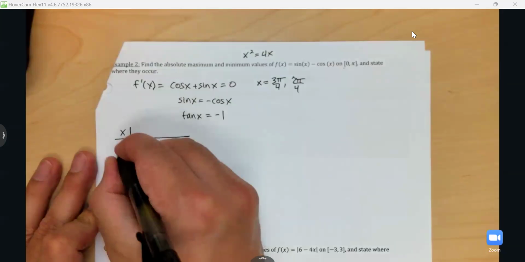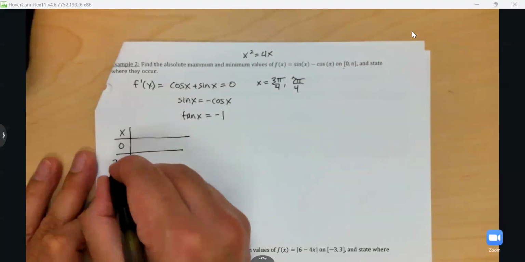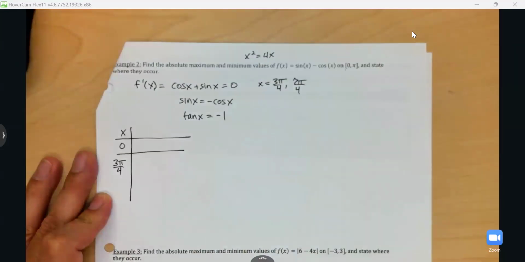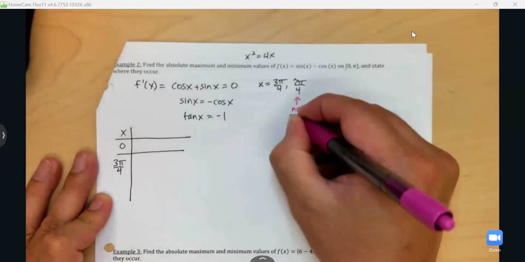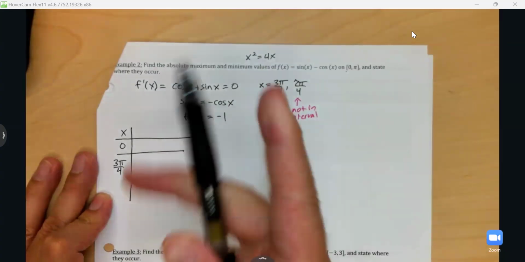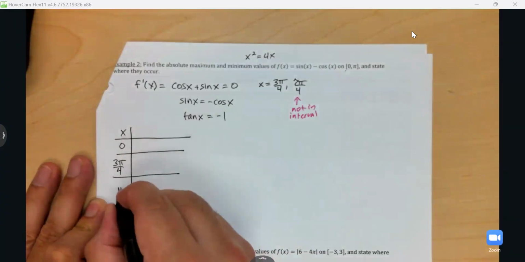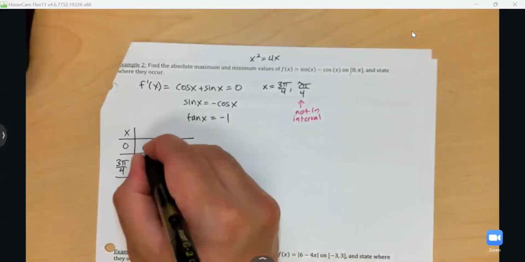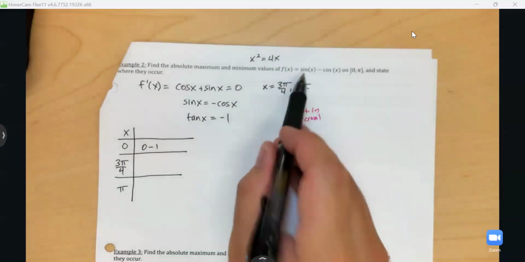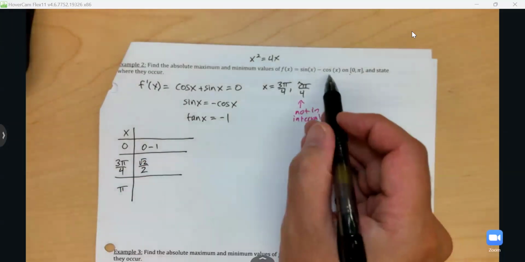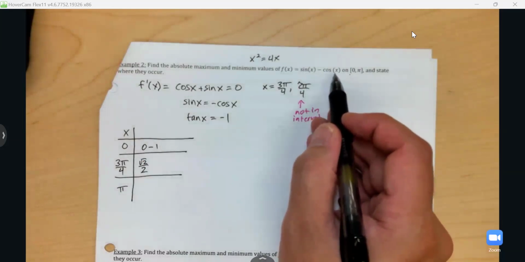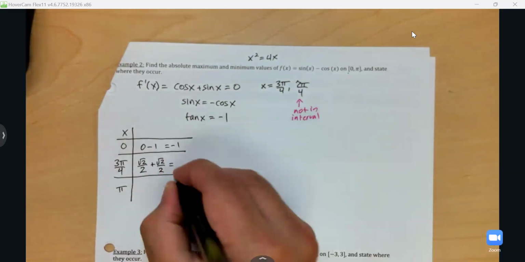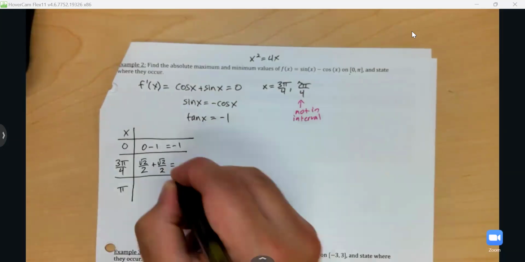All right, so I need to test x equals 0. I also need to test x equals 3 pi over 4. And 7 pi over 4 is not in the interval 0 to pi, so I don't need to test this one. Plug in 0, you'd get 0 minus 1. Plug in 3 pi fourths: sine of 3 pi fourths is root 2 over 2, and cosine of 3 pi fourths is negative root 2 over 2. The minus sign turns that into a plus, so that would be 2 root 2 over 2, which is just root 2.